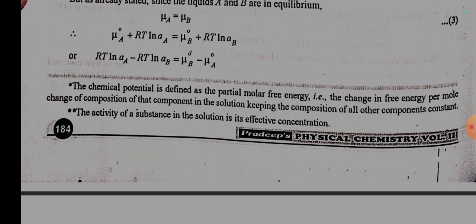The chemical potential is defined as the partial molar free energy, that is, the change in free energy per mole change of composition of that component in the solution, keeping the composition of all other components constant.